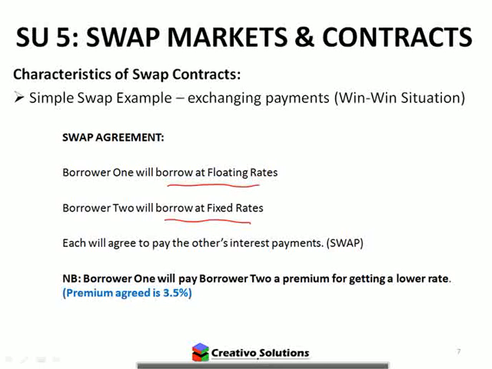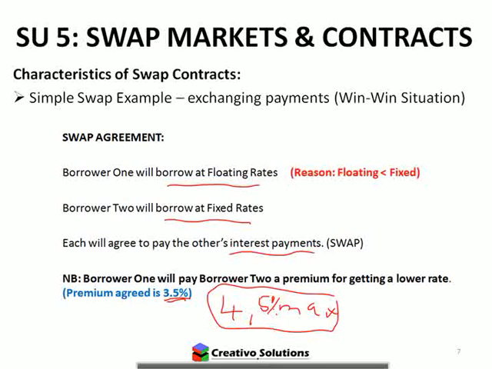Why? Because of the differential. Each will agree to pay the other's interest payments. They're swapping. So borrower 1 will pay this as a premium, 3.5. Obviously, 4.5 would have been the maximum that you would consider, but then no one would end with something positive. Because that's the differential. So it must be below the differential. The differential would cap the potential gain on a swap. So that's what we're looking at currently.